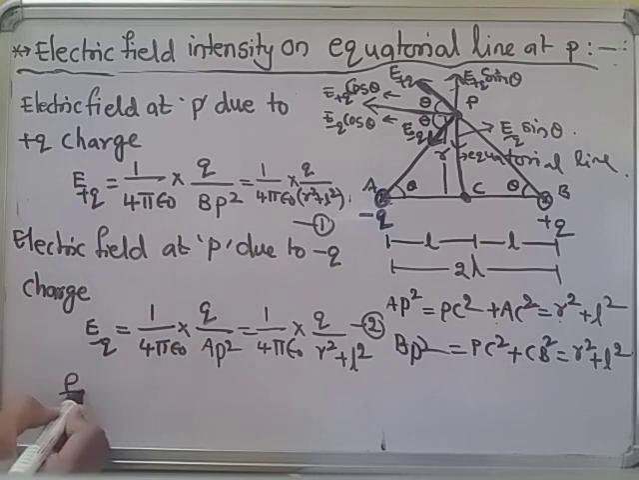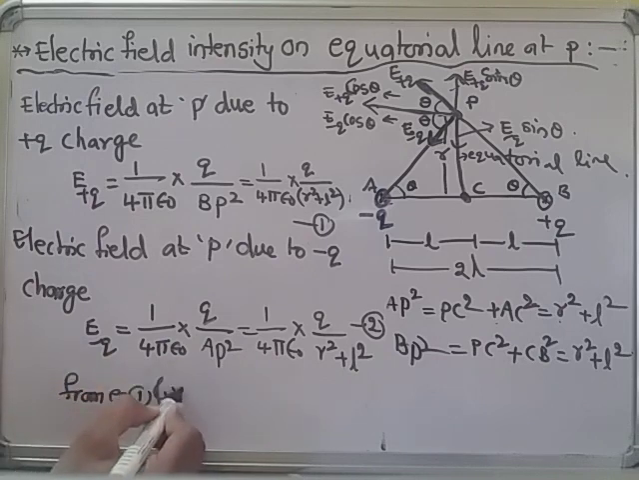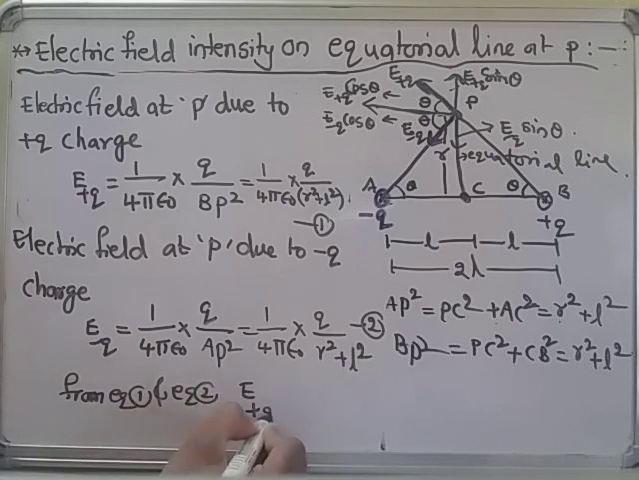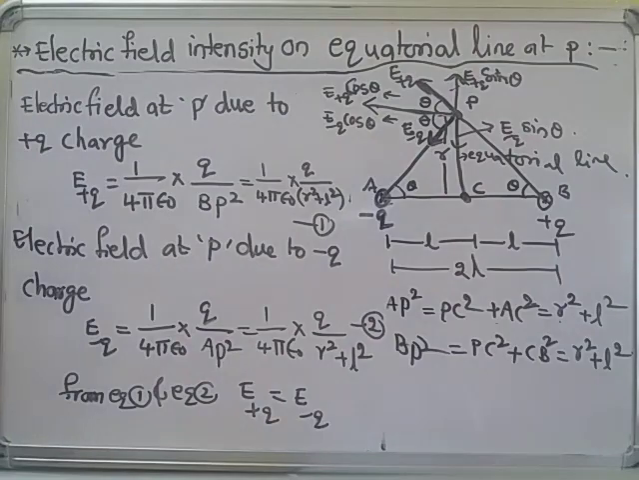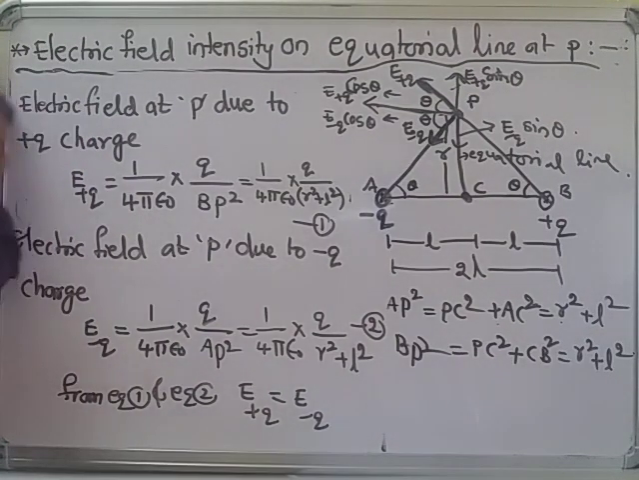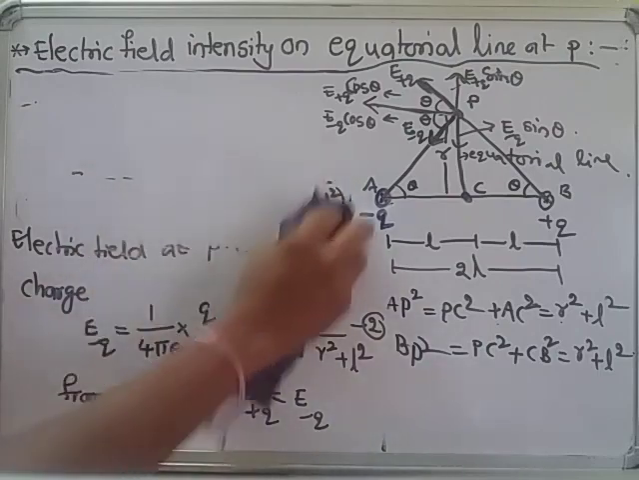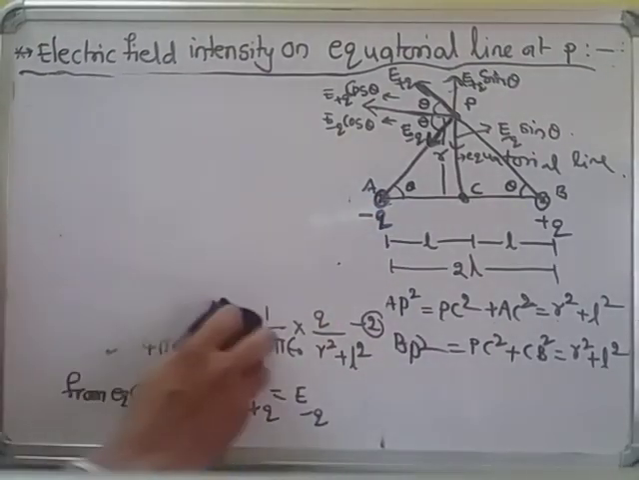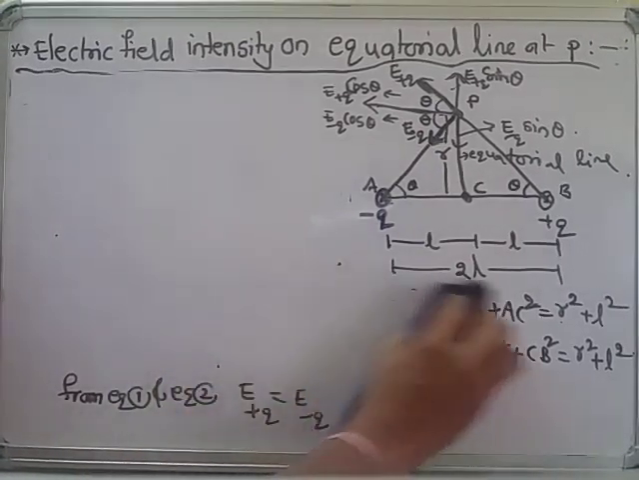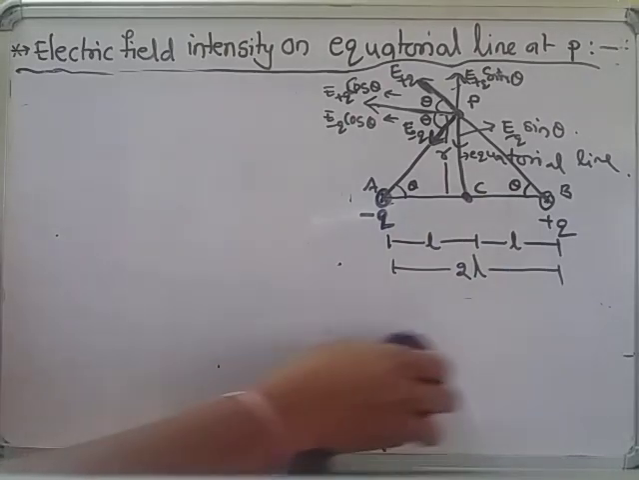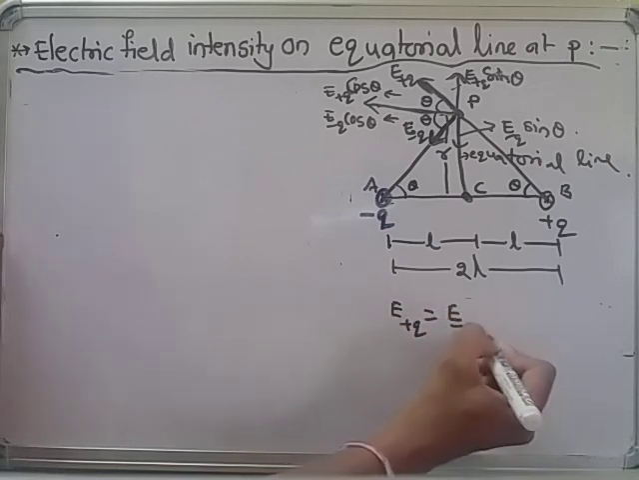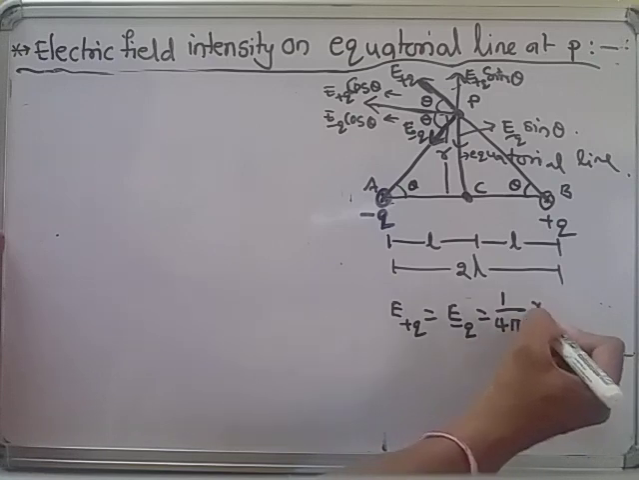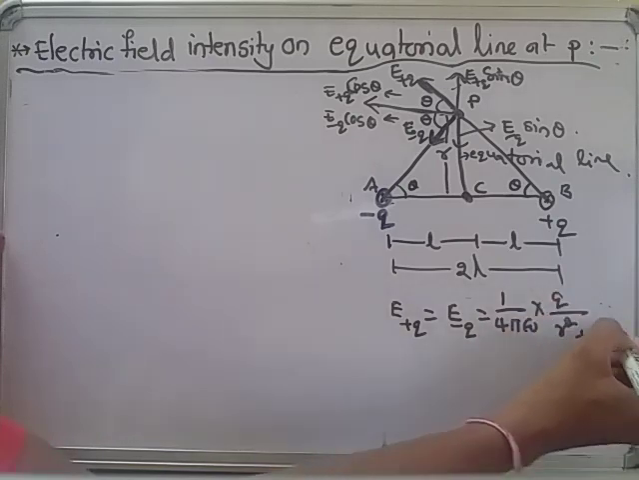From equation 1 and equation 2, we write E plus Q is equal to E minus Q. The two are equal. Now I want the net electric field intensity. To find the net electric field intensity at point P, this E plus Q and E minus Q are divided into components. Then two components cancel with each other and the two more components are along the same direction. Both are the same, and the formula we got from equation 1 or equation 2 is 1 by 4 pi epsilon naught into Q by R square plus L square.